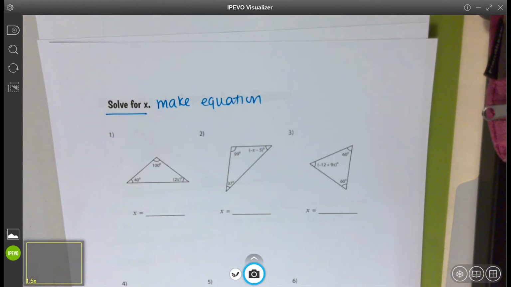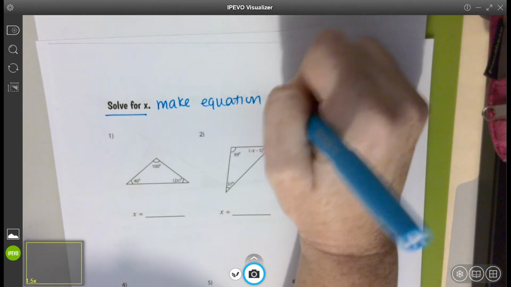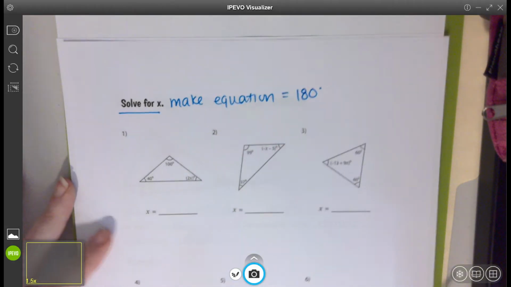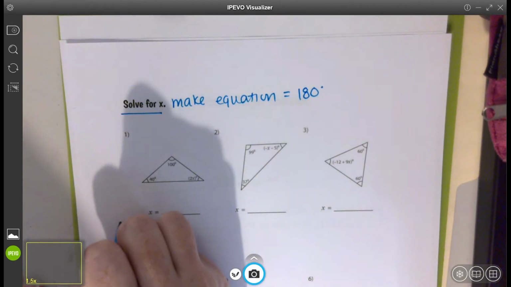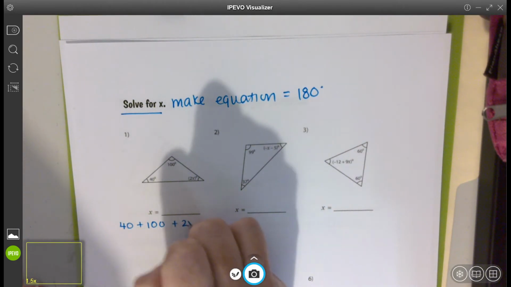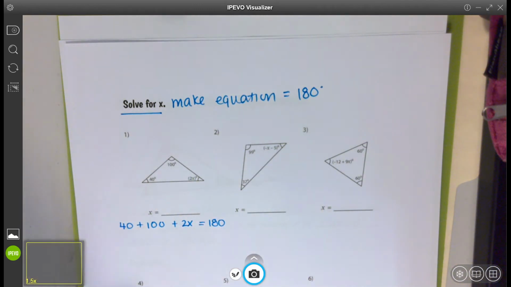Remember, your equation will be set equal to 180 because of our triangle sum. Right, so let's look at the first one. I'm going to go right in and set that equation up. So here we have 40 plus 100 plus 2x equals 180. Again, there's that 180 that you have to remember.